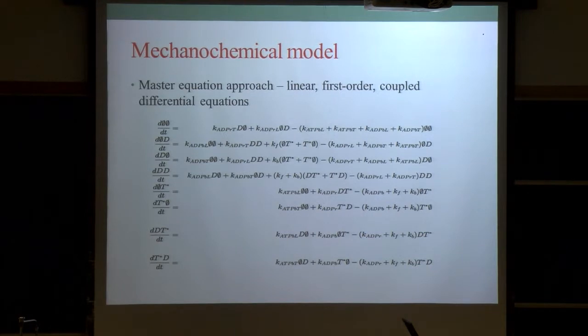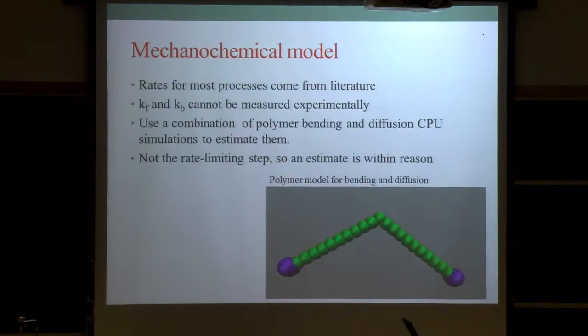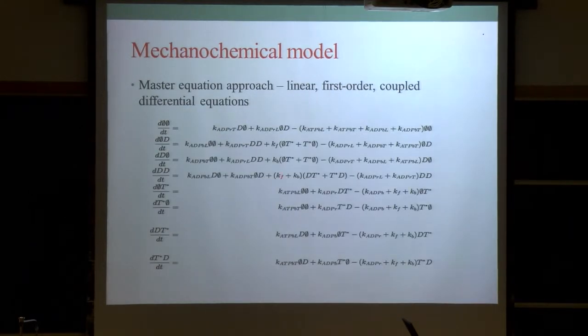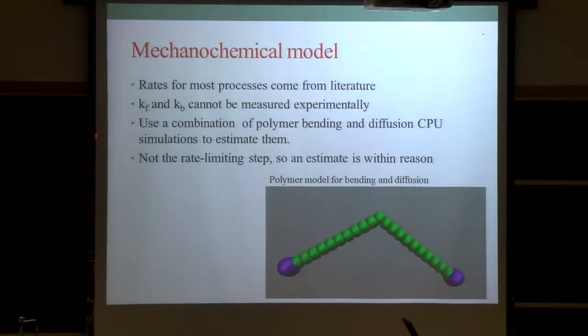And so the way we model this actually is just a series of a couple of first-order linear differential equations, and each of these represents the rate of change for each of these states. You solve these, mathematics is great. And with all these rate constants, most of those will come from literature, but two of them, which have to do with diffusion, you can't actually experimentally measure because of how tiny these things are. So we use the combination of polymer bending simulations and CPU diffusion simulations to simulate them.